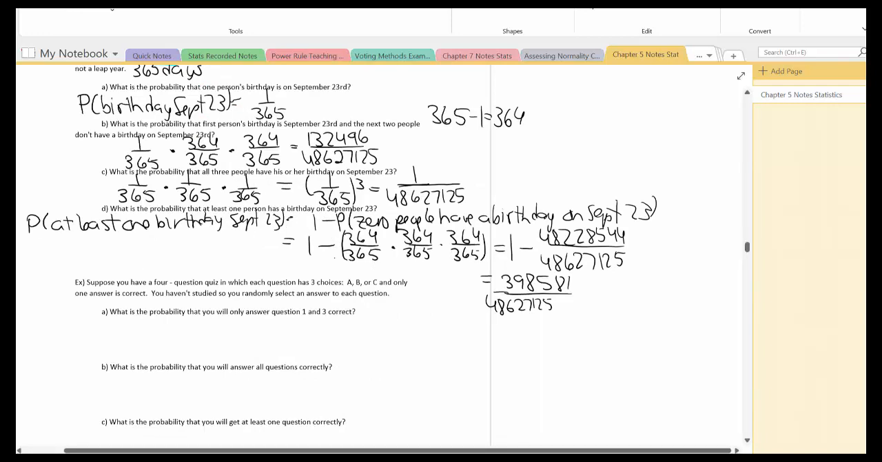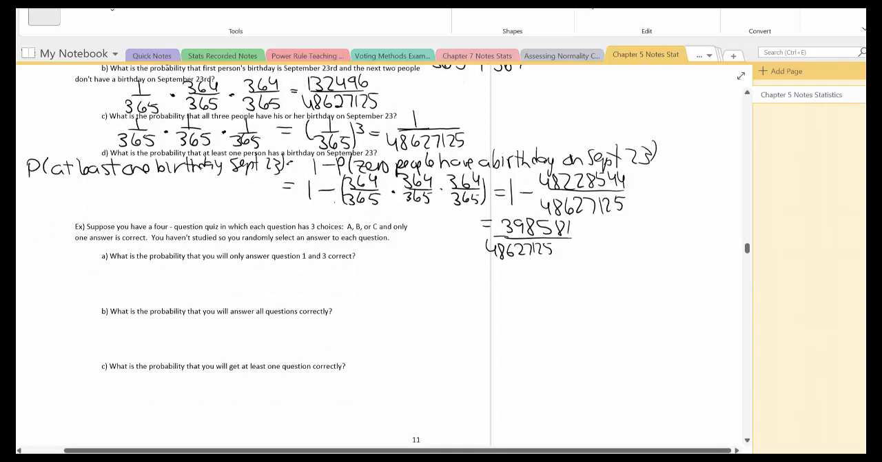Okay, let's take a look at the next example then. Suppose you have a 4-question quiz in which each question has 3 choices, A, B, or C, and only one answer is correct. You haven't studied, so you randomly select an answer to each question. What's the probability that you will only answer questions 1 and 3 correct? So you know you're getting 1 and 3 correct. What is that telling you about questions 2 and 4? You miss them, right? I'm going to write 2 and 4 are incorrect.